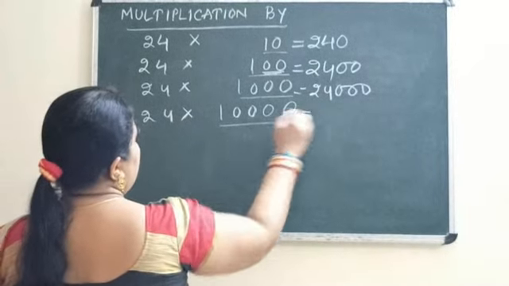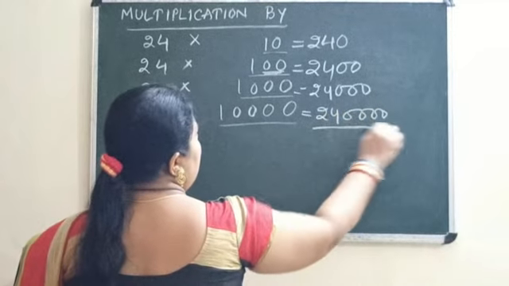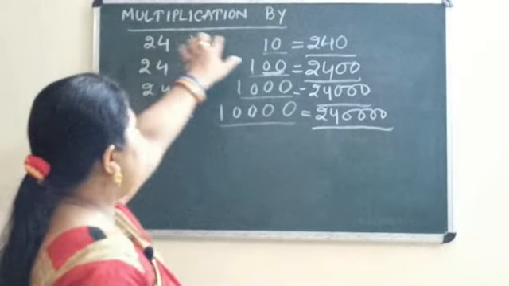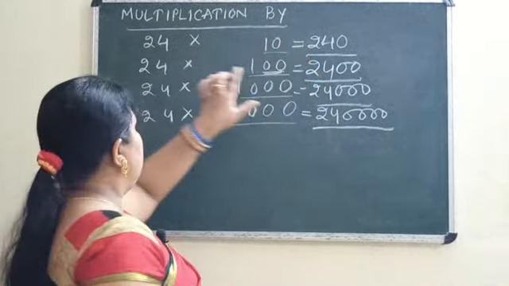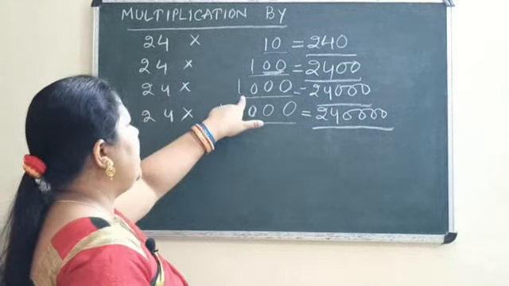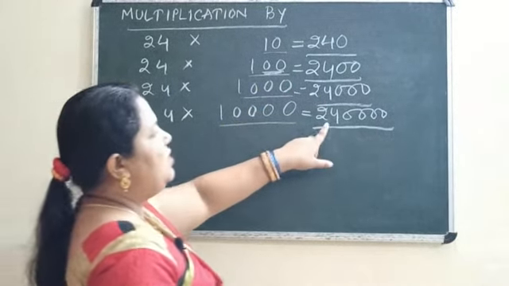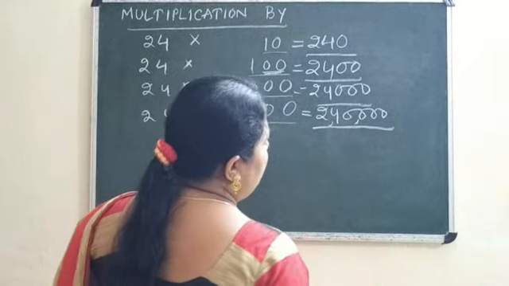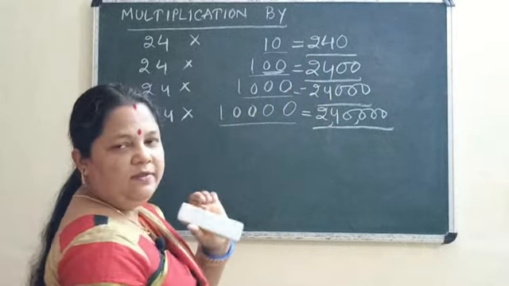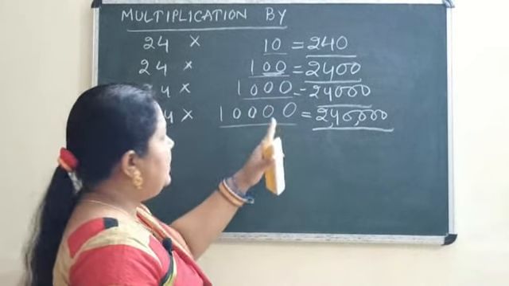And here how many zeros? 1, 2, 3, 4 zeros are there. So write the number followed by 4 zeros. So this one will be the product. Clear? If you are multiplying 24 into 10, the product is 240. 24 by 100, product is 2400. 24 by 1000, this is 24,000. And 24 by 10,000, it will be how much? 2,40,000.